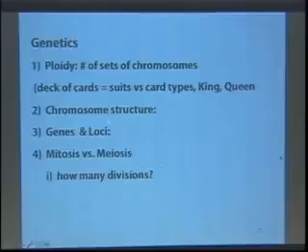So again, think of number sets of chromosomes. If you want to think about this as a deck of cards, the suits versus card types. So the king, queen are types of cards or types of chromosomes, and the suits, ace, hearts, whatever. Chromosome structure, remember, we have that centromere position where those microtubules attach, okay? We have genes and loci. Loci is just a physical location on this chromosome.